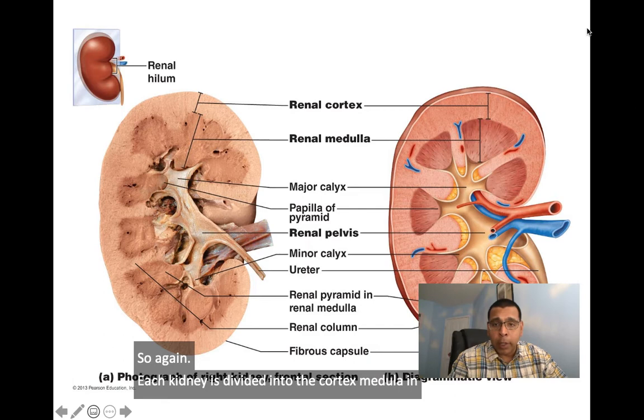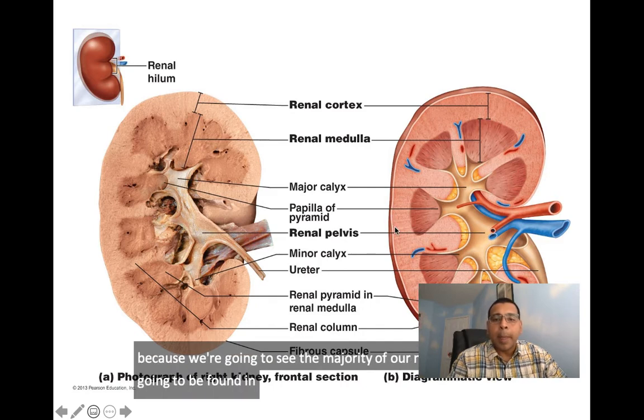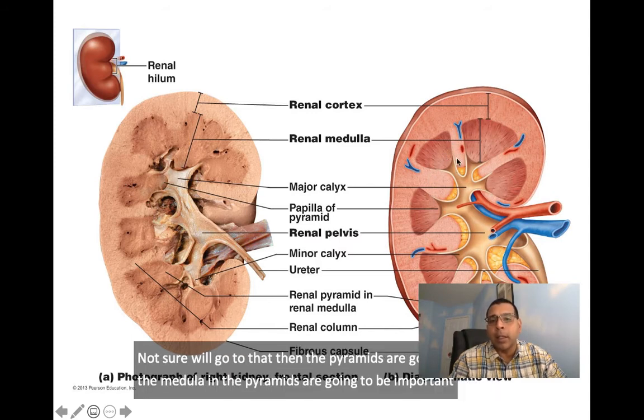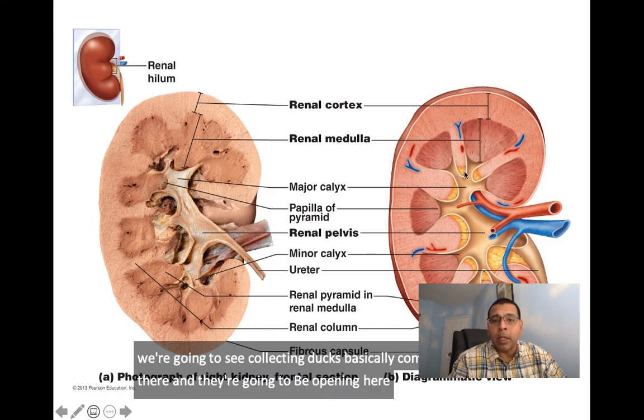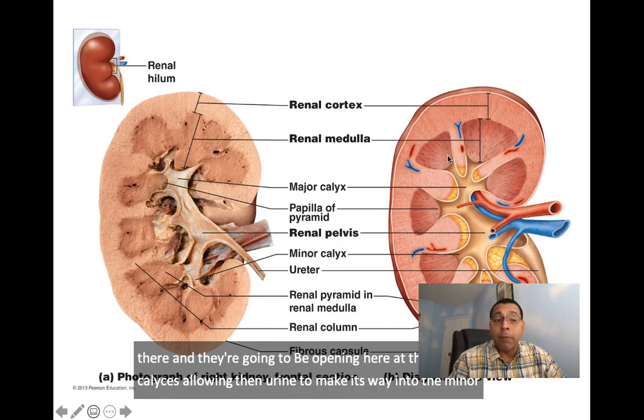Now, the cortex is going to be important because we're going to see the majority of our nephrons found in the cortex. And that's why we'll go through that. Then the pyramids are going to be in the medulla, and the pyramids are important because we're going to see collecting ducts coming out from there, and they're going to be opening at the minor calyces, allowing urine to make its way into the minor calyx, because before that it's all filtrate, right?